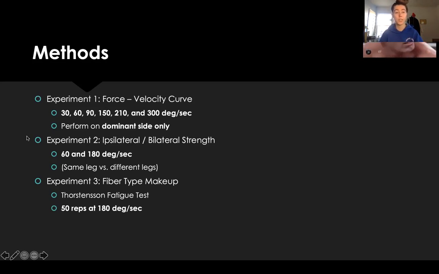In experiment 2, we're going to determine ipsilateral and bilateral strength. Ipsilateral, same limb, we're going to be measuring between the quads and the hamstrings. And then bilateral, we're going to be measuring between the left and the right leg. Experiment 3 is your fiber type makeup. We're going to be doing the Thorstensen fatigue test. That one always trips me up. But basically, we're going to have them do 50 reps at a particular speed and see their fatigability, essentially.